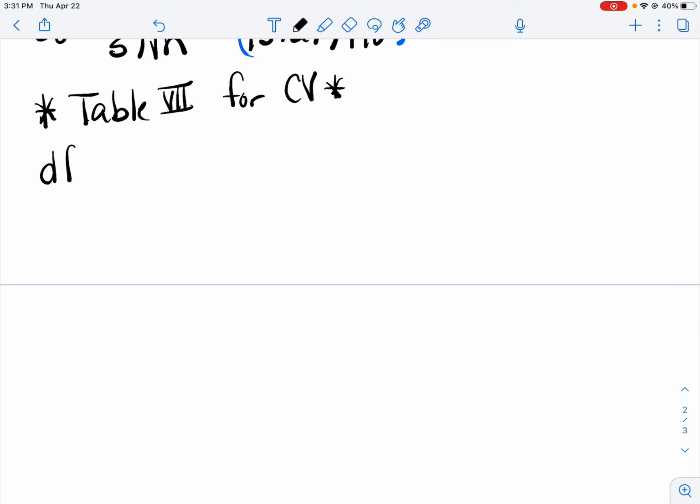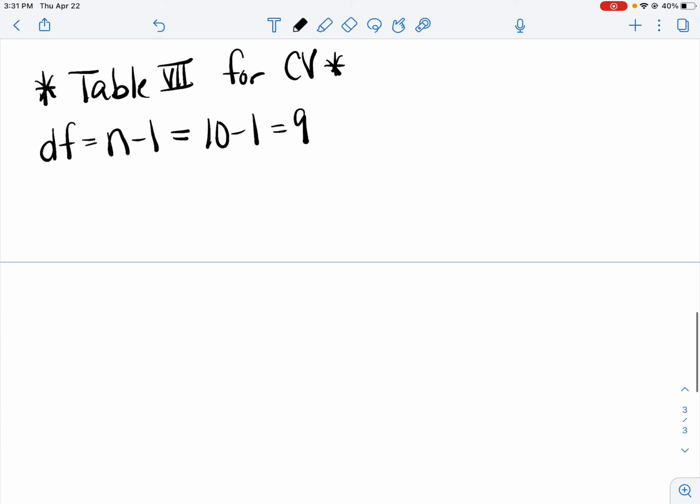I need to know my rho. That comes from my degrees of freedom. Your degrees of freedom are your sample size minus 1, or 10 minus 1 here, which is 9. Now once again, I'm going to go ahead and sketch a picture. I'm skipping a space for a reason.